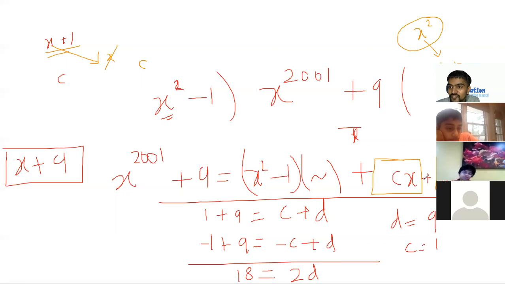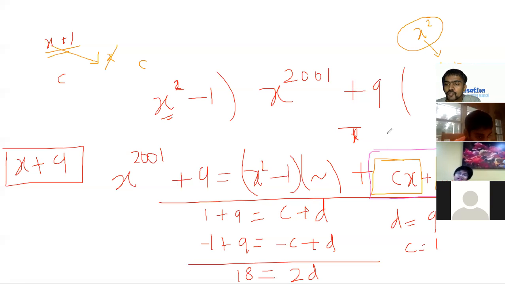I still don't get it. Okay, what does a degree 1 polynomial mean? Degree 1 means that the highest power is 1. It's just the powers. Degree 2 would be its highest power being 2, degree 20 would be 20. So see, somehow you know that the remainder is cx plus d. You have to find c and d.